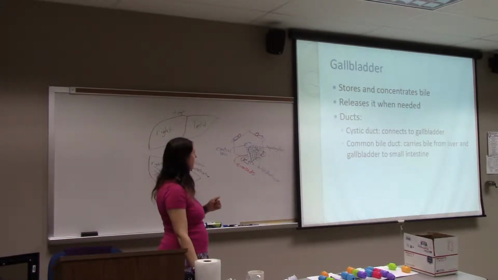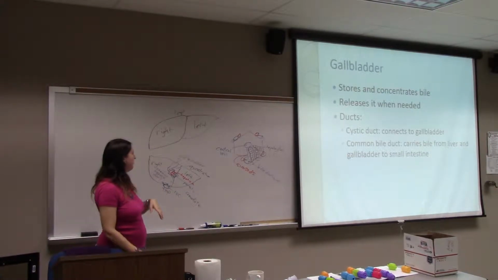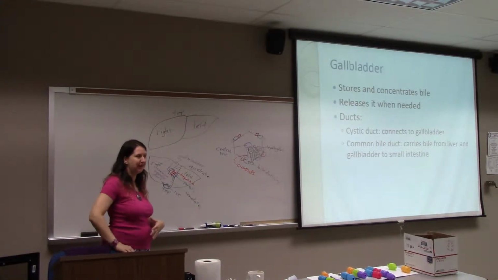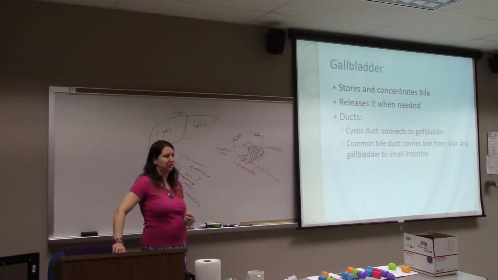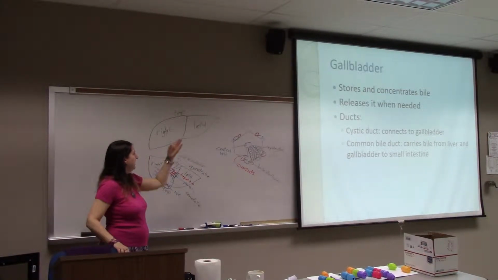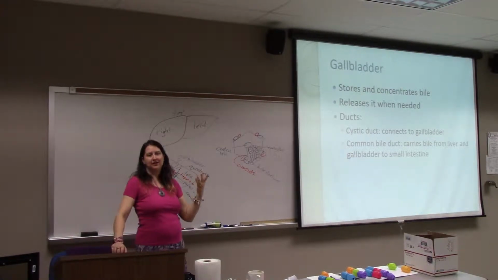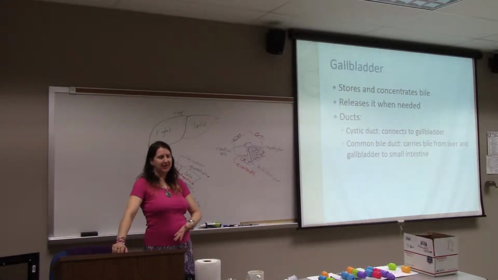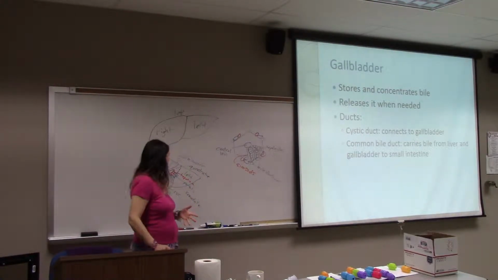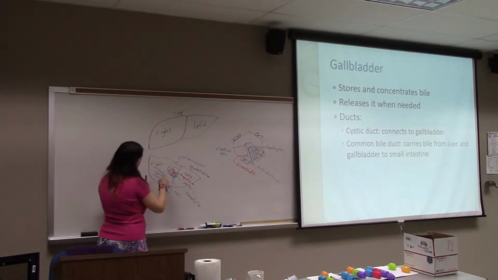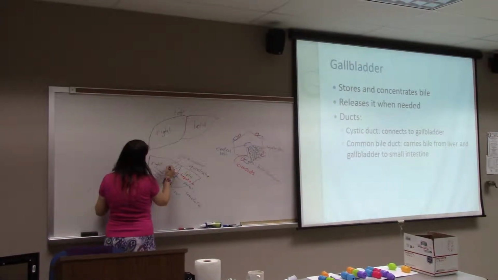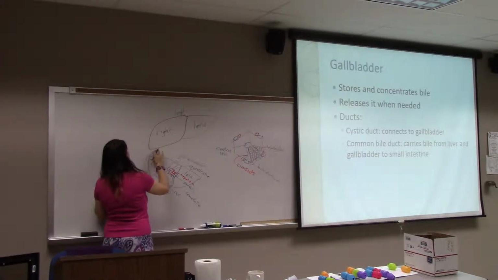That takes us to the gallbladder. Its job is to store and concentrate bile. So as it sits in there, some of the water gets reabsorbed from it. And then when it's needed, because you've had a fatty meal, there's fat in your intestine, the gallbladder contracts and pushes the bile back out. This tube here that connects to the gallbladder is the cystic duct.